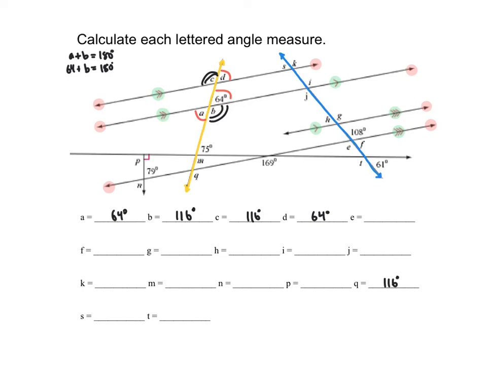Okay, now let's change our view and look over here at the blue transversal. The only number that I'm given on a parallel line is 108. So 108 and E are vertical angles, so E should equal 108. 108 and F are a linear pair, so F should be 72 because 72 and 108 add to 180.